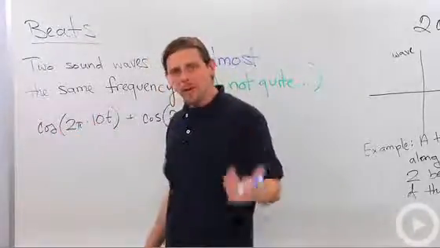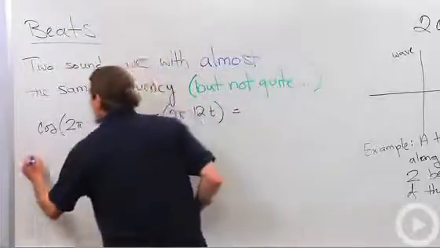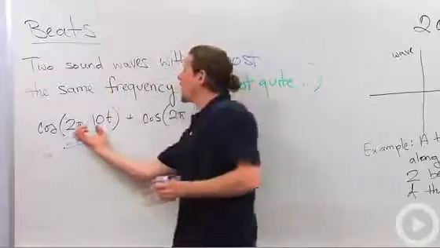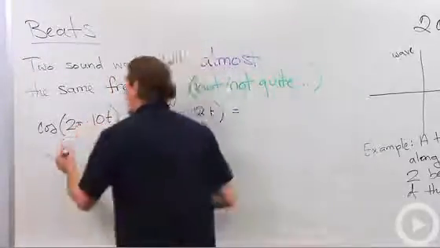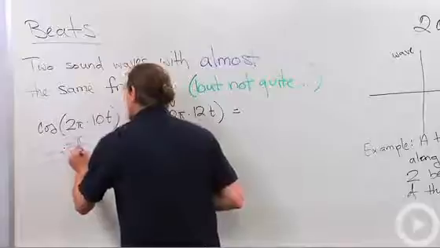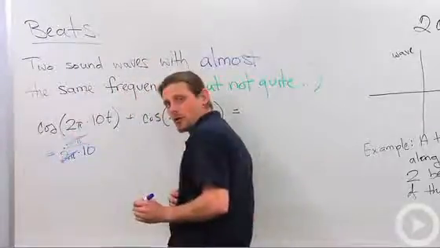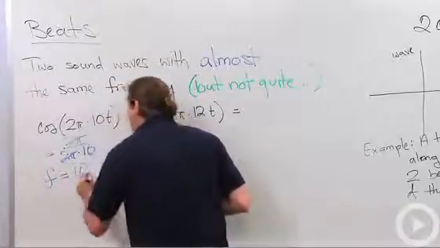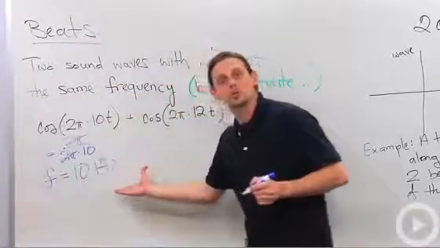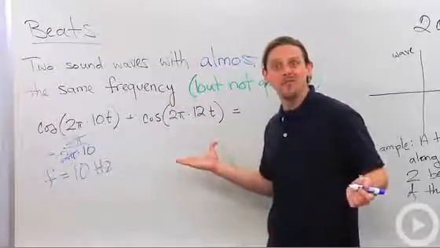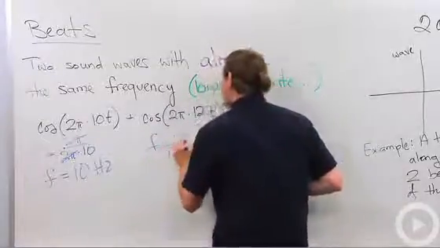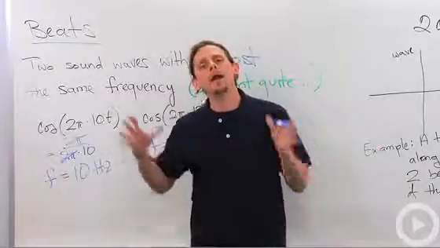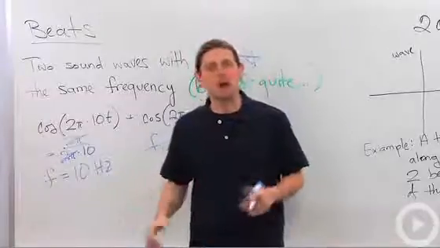As you know, the period of a sine or a cosine is 2 pi over the coefficient of t. So the coefficient of t is 2 pi times 10. The 2 pi's cancel, and that means that my period is 1/10, and that means that my frequency is, amazingly, 10 hertz. So the frequency here is 12 hertz. So these are almost the same, but they're not exactly the same. So we'll expect this phenomenon of beats.